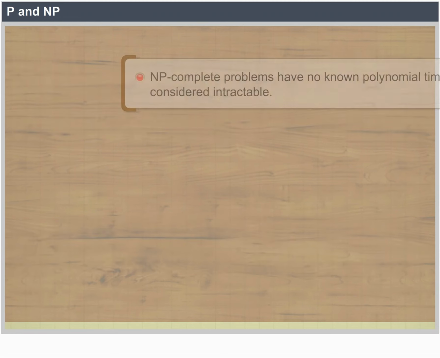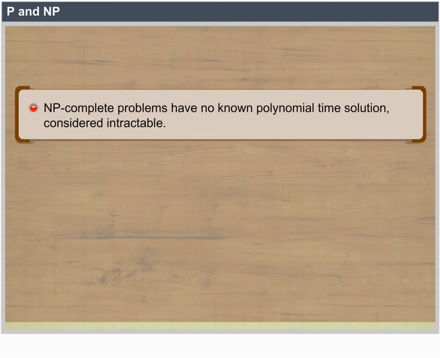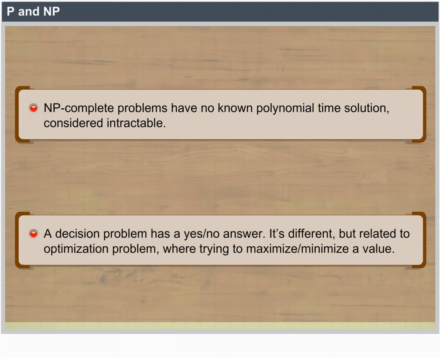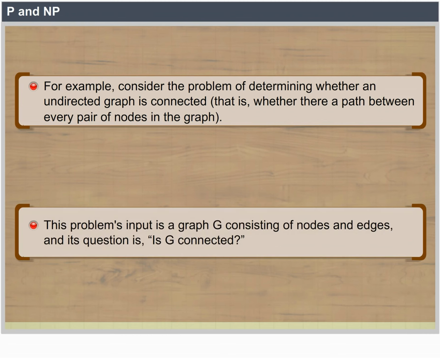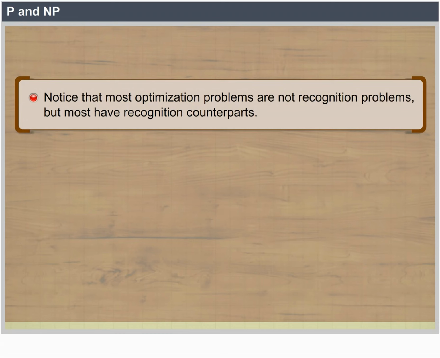NP-complete problems have no known polynomial time solution and are considered intractable. A decision problem has a yes or no answer. It's different from, but related to, an optimization problem, where we are trying to maximize or minimize a value. For example, consider the problem of determining whether an undirected graph is connected, that is, whether there are paths between every pair of nodes in the graph. This problem's input is a graph G consisting of nodes and edges, and its question is: is G connected? Notice that most optimization problems are not recognition problems, but most have recognition counterparts.